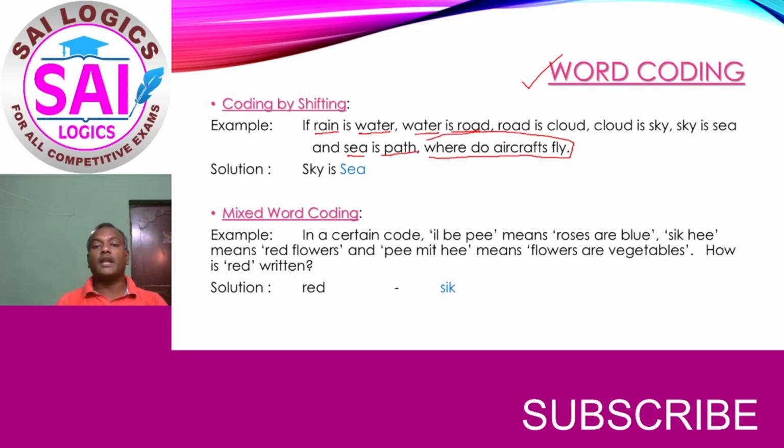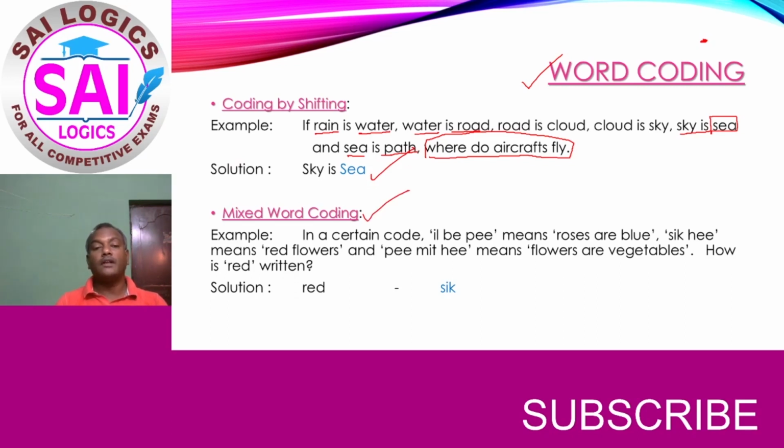Where do aircrafts normally fly? Aircrafts fly in the sky, and sky is coded as sea. Now the answer is C. So that is how word coding takes place. And the second coding is mixed word coding.